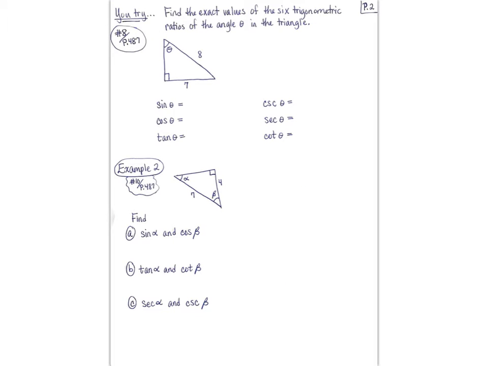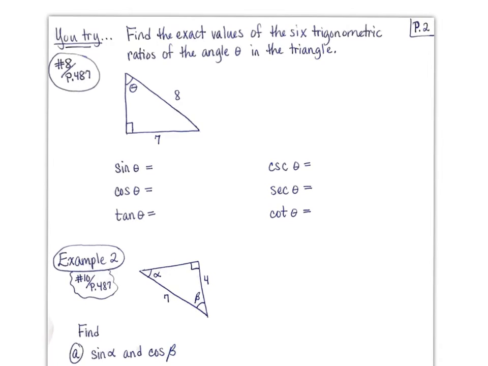Now, you try the following. Find the exact values of the 6 trigonometric ratios of the angle theta in the triangle given here. You have this right triangle. I want you to find the 6 trigonometric ratios. All right, what is our missing side? What's our missing leg? What is it? We got 3.87. No decimal. Leave it square root of 15.